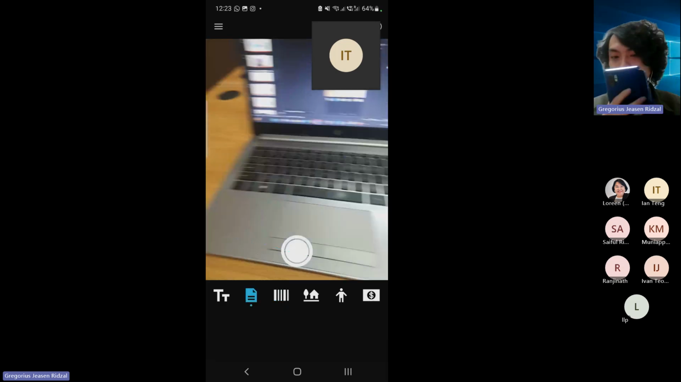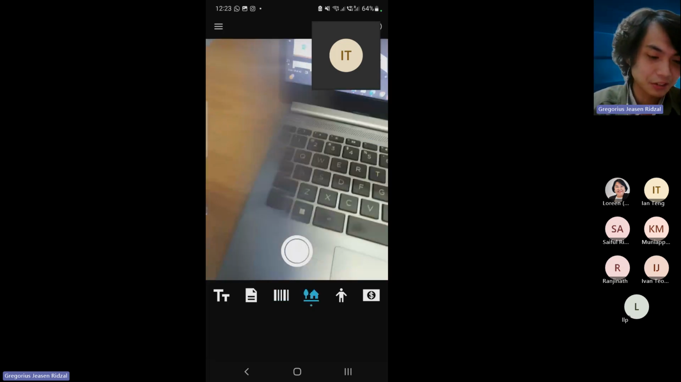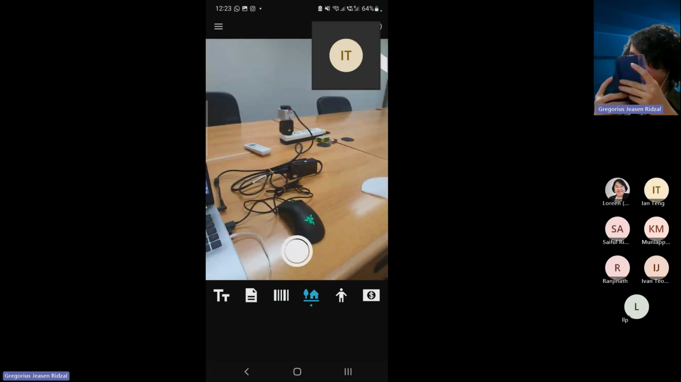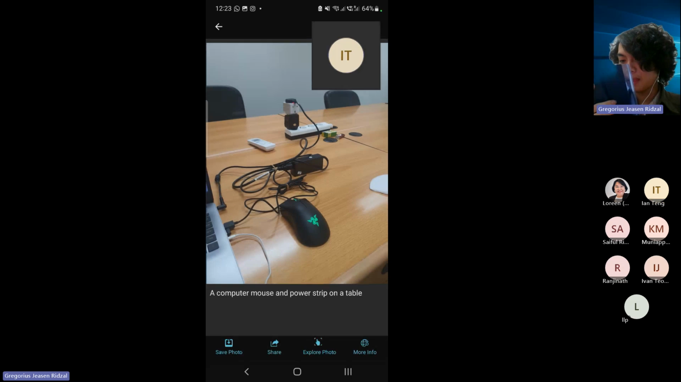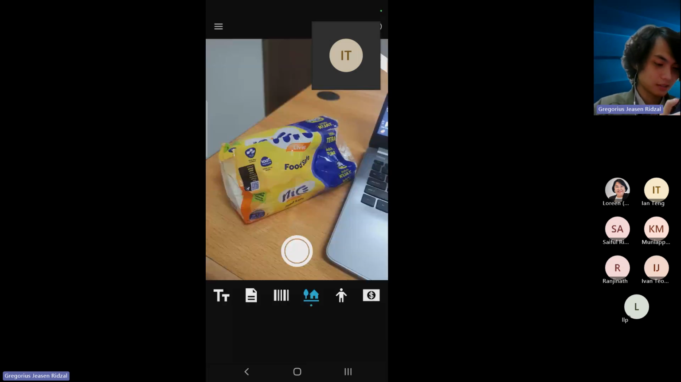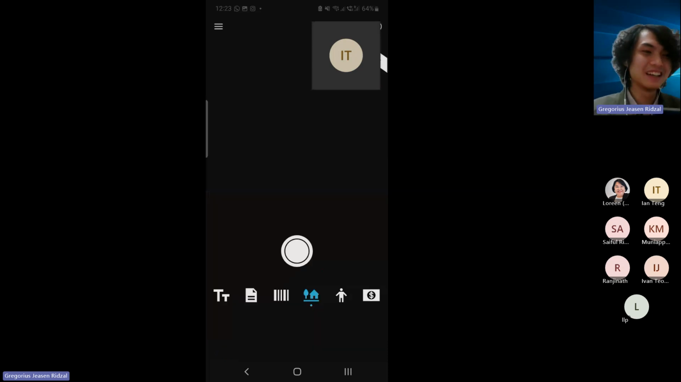There's this one on the documents. I don't have any documents with me though. No worries, I'll try this other one. This one actually, if I'm not wrong, talks about the scenery a little bit. So maybe if I snap a picture here. Okay, it detects that there is a computer mouse and a power strip. That's great. Can try this one, maybe if it knows what this is. It thinks it's a bag of food. Okay, I guess it's not very clear that this is a tissue bag.